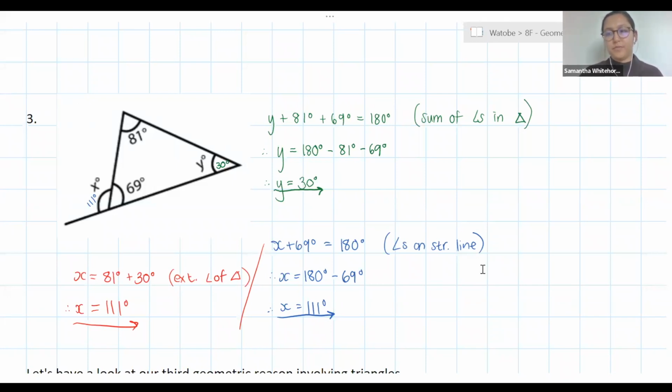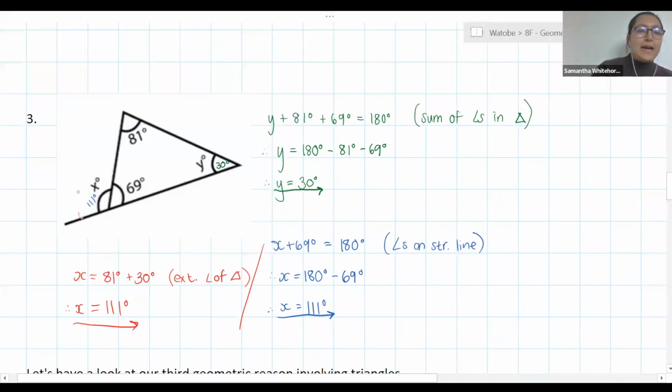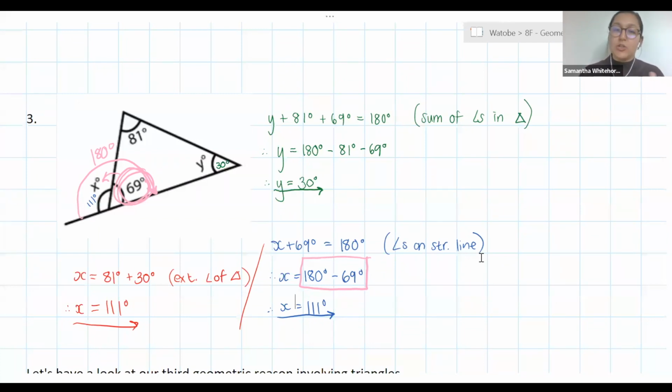Ma'am, I wanted to ask, how are we getting 111 when angle on a straight line is 180 degrees? So because of what you've just said, so angles on a straight line, I know that when I add X and 69, I must get 180. So if I've already got 69 degrees, I need to figure out what's left, which is why I say over here, 180 minus 69. By saying 180 minus 69 and doing that calculation, I get that the other angle that I'm missing is 111 degrees. Okay, ma'am, thank you. Pleasure.